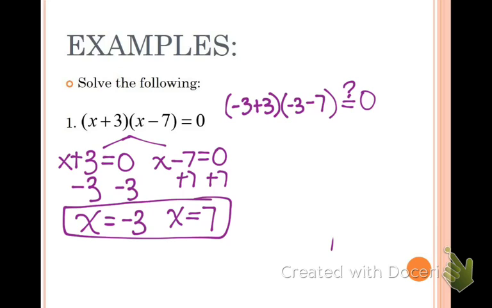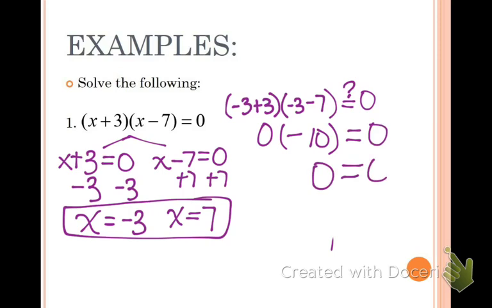What's -3 plus 3? 0. What is -3 minus 7? -10. What is 0 times -10? 0. So did that work? Yeah, we got a true statement. That worked. But we still need to go ahead and check 7 also. We want to make sure both of our answers are correct.